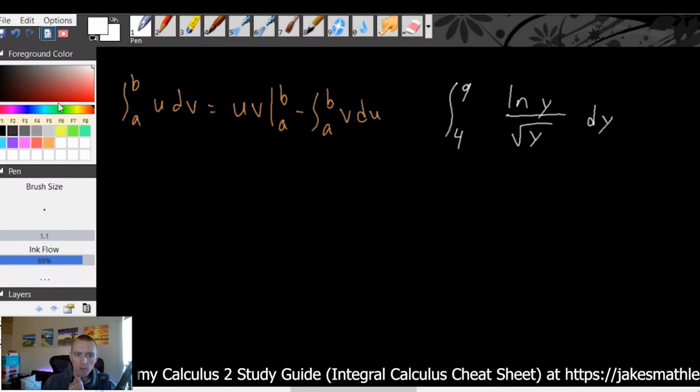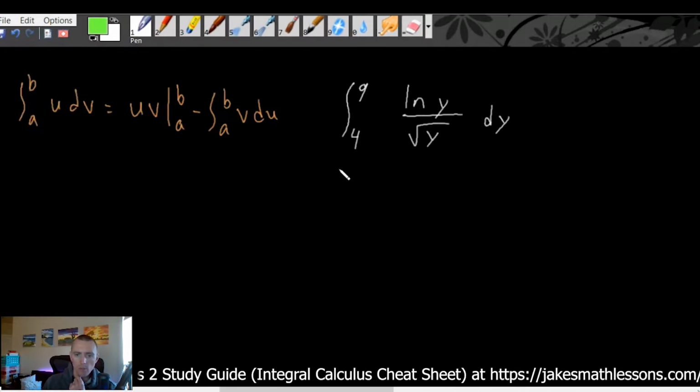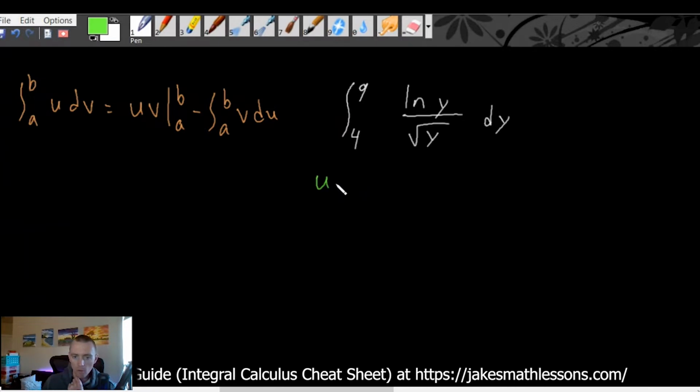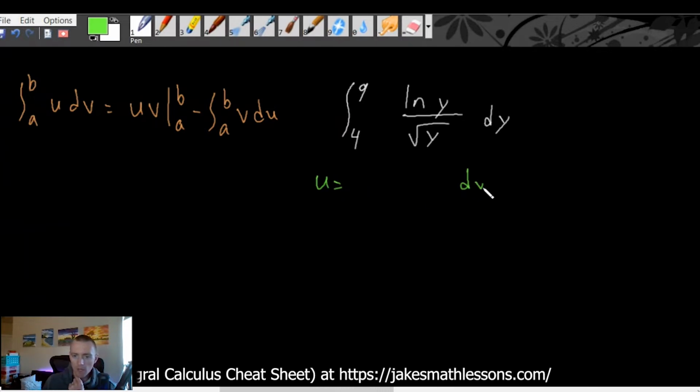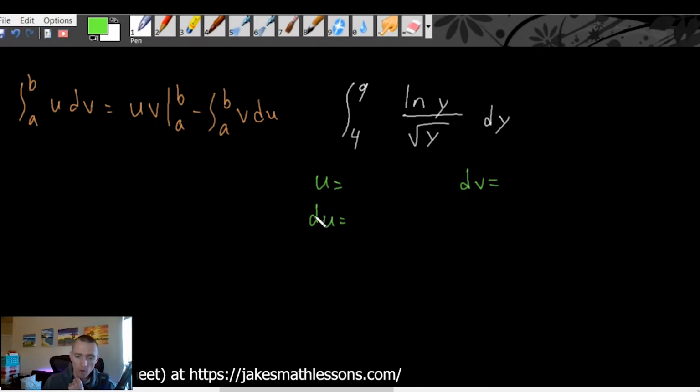So again, same process that we normally want to do with integration by parts. First thing we need to do is figure out what we're going to make our u, what we're going to make our dv, then figure out what our du is based on the u we chose in the first step, and figure out v based on the dv we chose previously.